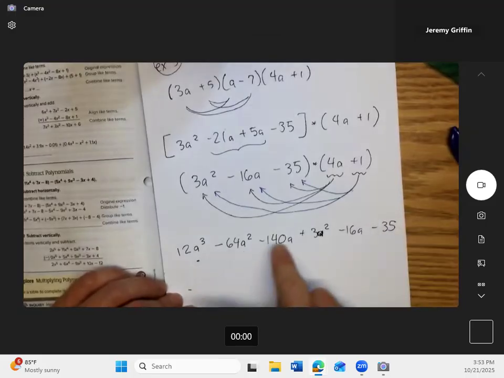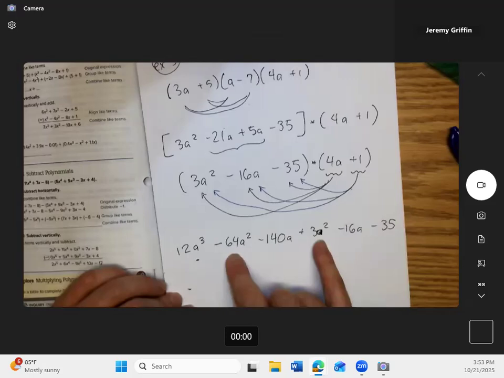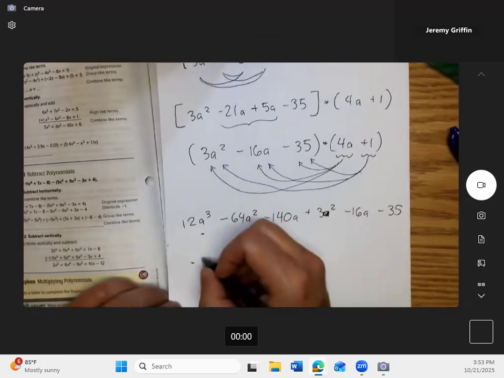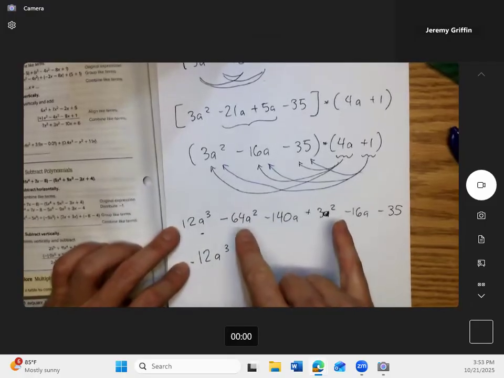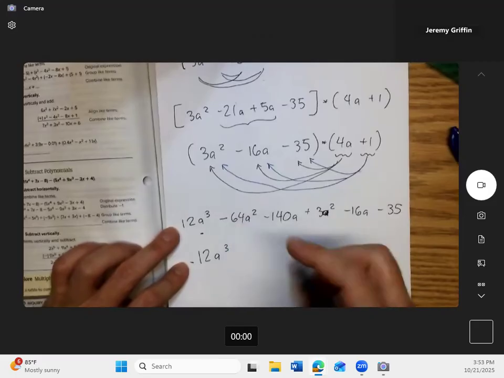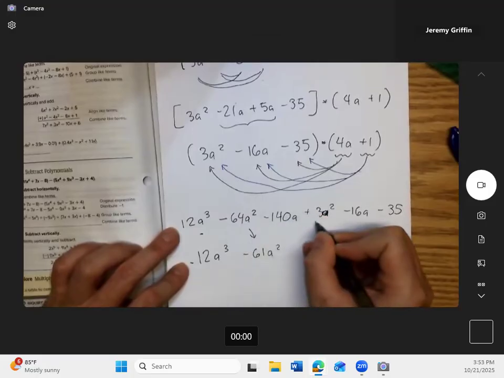Just like I said, 1, 2, 3, 4, 5, 6 terms. And so can I consolidate these? Yeah, these two are both a squared, and these are both a. So I can tack those together. So I still have 12a to the 3. That's by itself. Now, what is this put together? I think it's minus 61a squared. That comes from this one and this one put together.